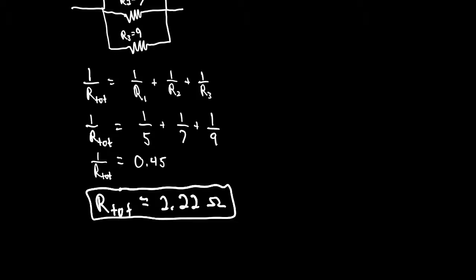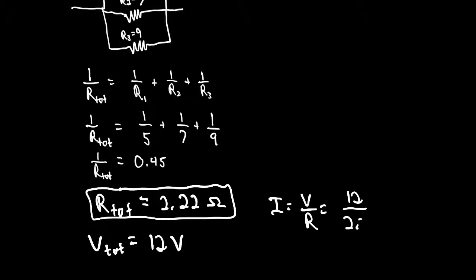Okay. Now what they ask us to find: if this combination is connected to a 12-volt battery, what is the current? So I know V total is 12 volts. How do I find I total? I equals V over R. So 12 over 2.22. 5.4 amps.